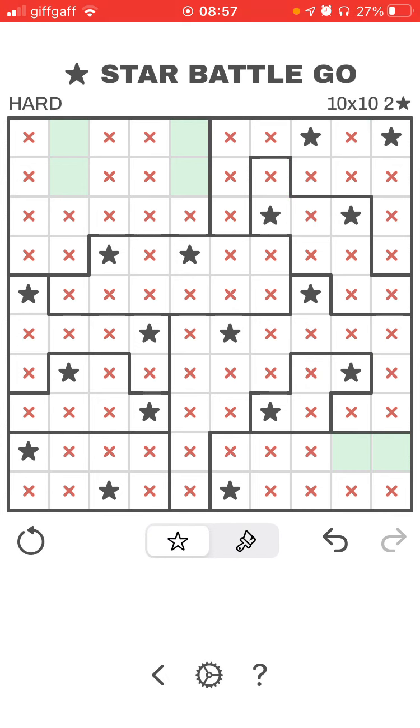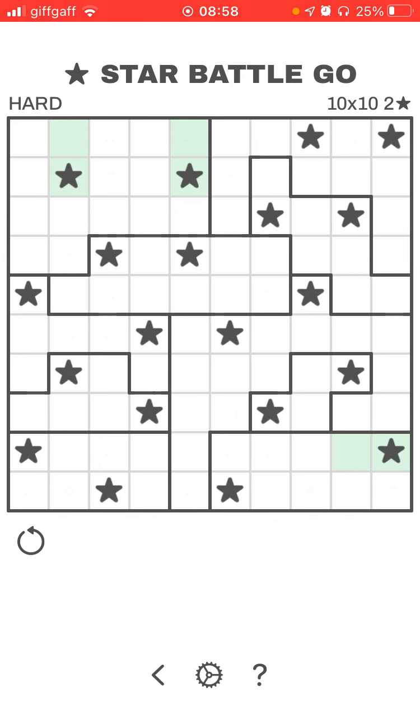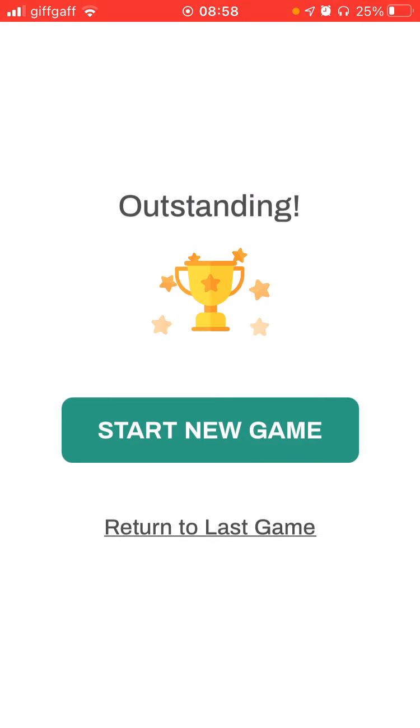In the penultimate column, we've now got the 2 stars that we need, so we can mark off the rest of the column as not having stars, which then lets us put a star in the rightmost column. Similarly, in the top row, we've already got the 2 stars that we need, so we can eliminate the rest of the row, which lets us fill in the remaining 2 stars. And we've done a hard game.